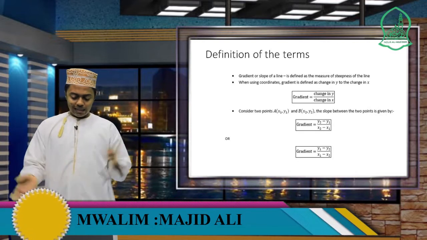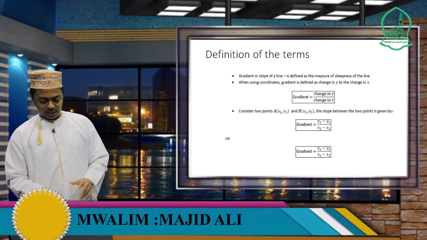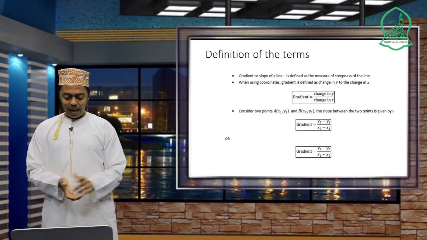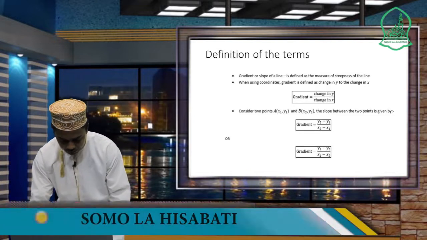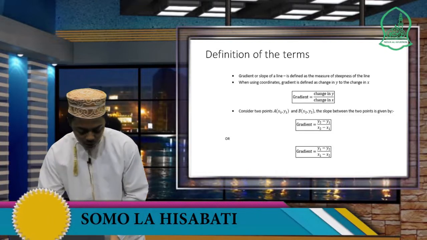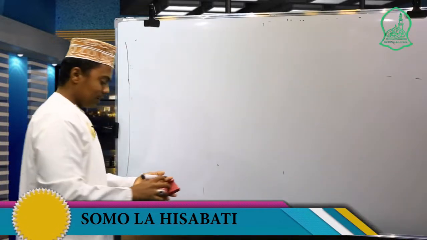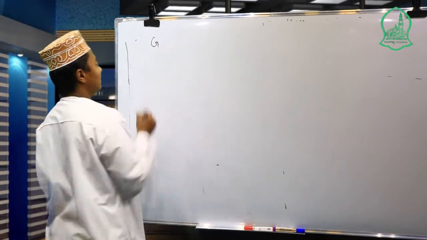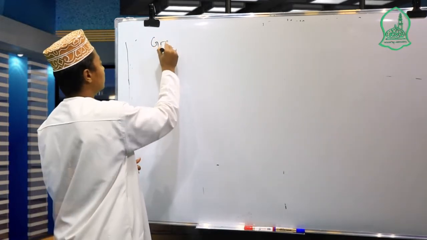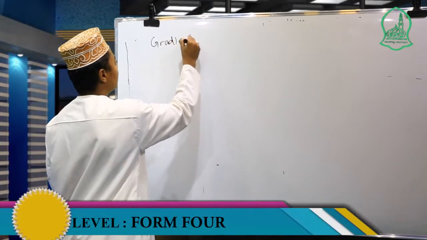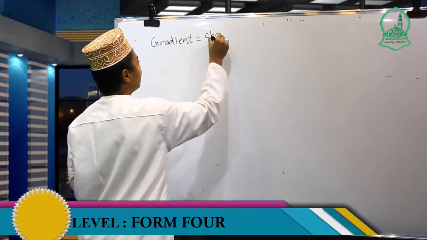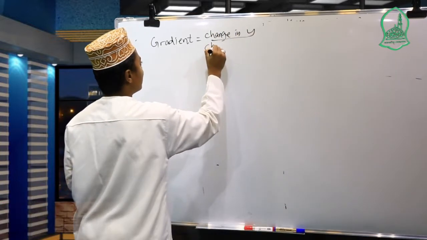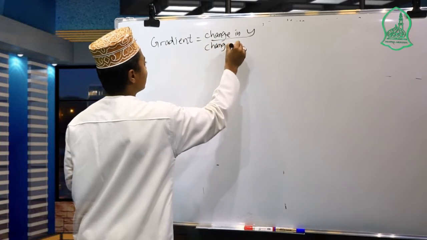Whatever the case, it is always change in y over change in x if you consider the 2 points. So let us look at the blackboard in order to understand it well. Okay, if we are given 2 points, we say the gradient is equal to change in y over change in x.